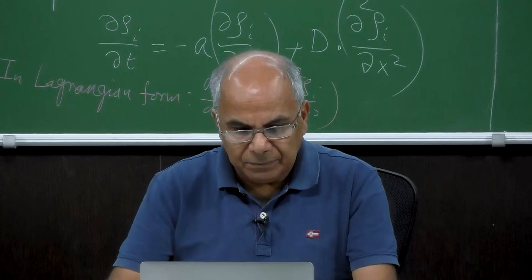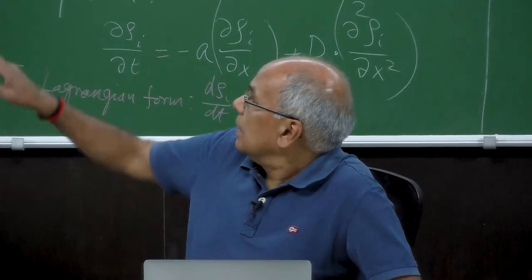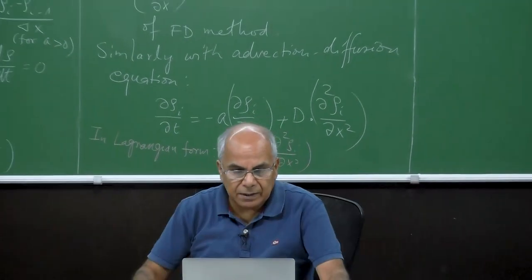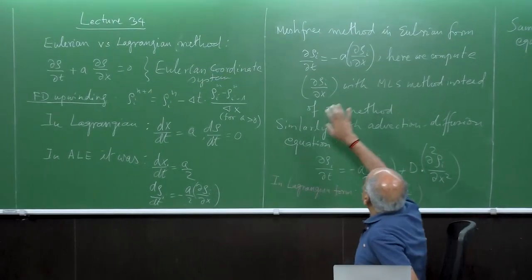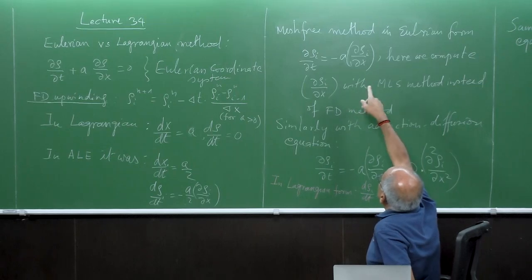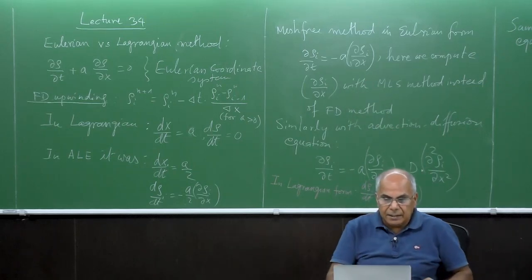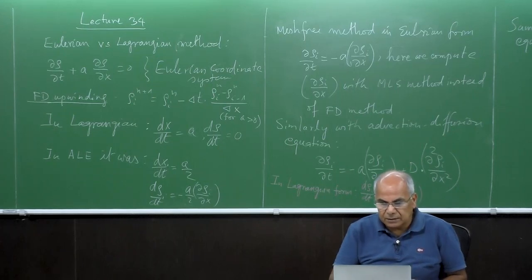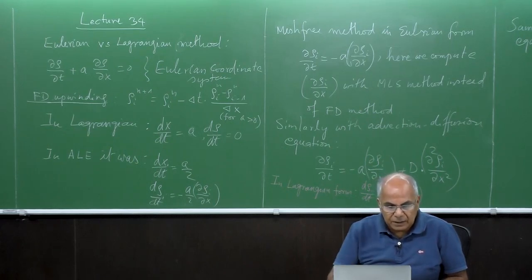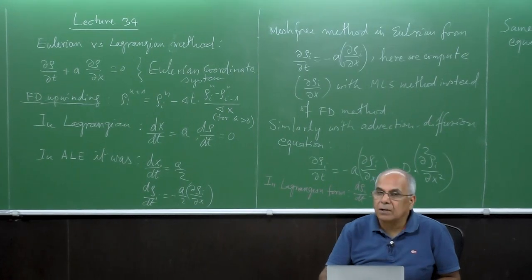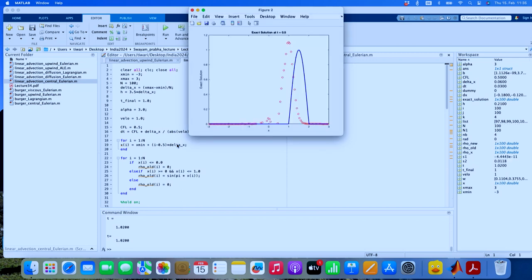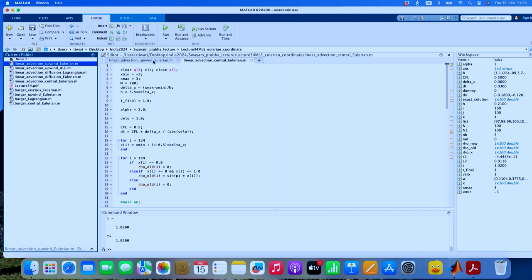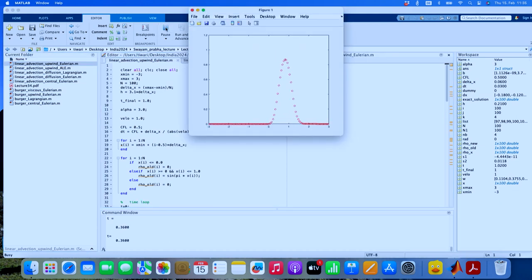Okay, now let us come back to our numerical simulation. First, we consider this in the Eulerian form. So I solve this equation where I compute del rho by del x with the upwinding method. Just look at the solution. If I am doing the upwinding, it is fine. But whether I do Meshfree or finite difference, if I apply the central difference, I get oscillation. So this is the Euler formulation with the upwinding scheme, no oscillation.